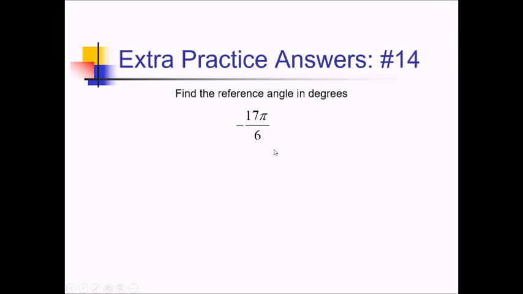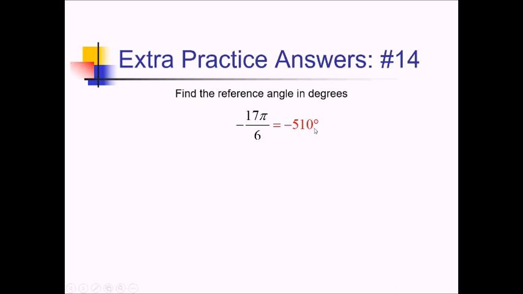For this one, I'm trying to get a reference angle for this one. So I'm going to first turn it into degrees by multiplying by 180 over pi. 180 divided by 6 is 30. 30 times 17, that's going to be 510 degrees, if I'm correct, and that's a negative.